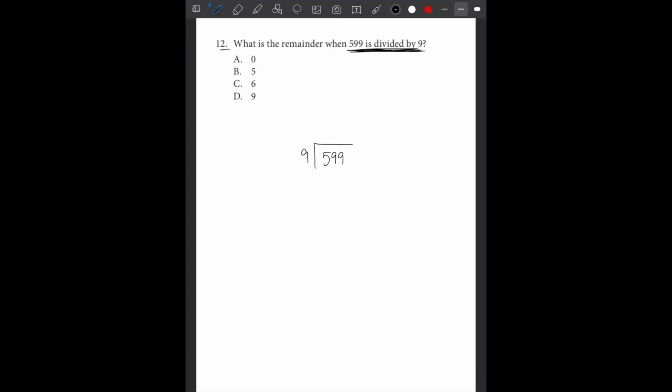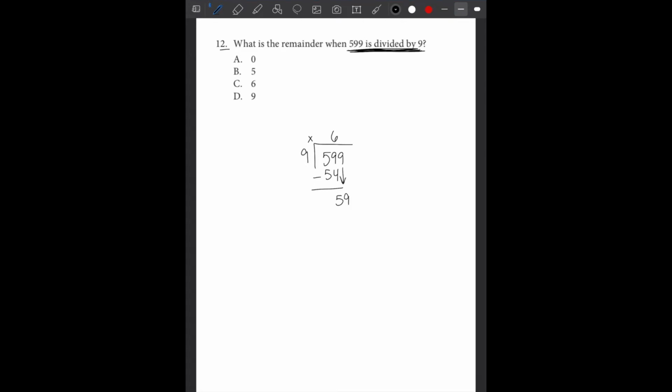outside of the box. Now, how many times can 9 go into 5? It can't. So we're going to extend the number to 59. How many times can 9 go into 59? That's 6, because 9 times 6 is 54. We subtract that. What is 59 minus 54? 5.